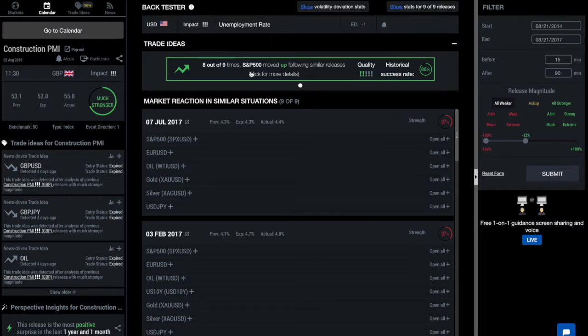Like 8 out of 9 times the S&P 500 moved up following an all weaker. So whenever it's weaker, meaning the unemployment rate goes up, which is what we consider weaker, the S&P 500 moved up. So let's look at all the charts here.